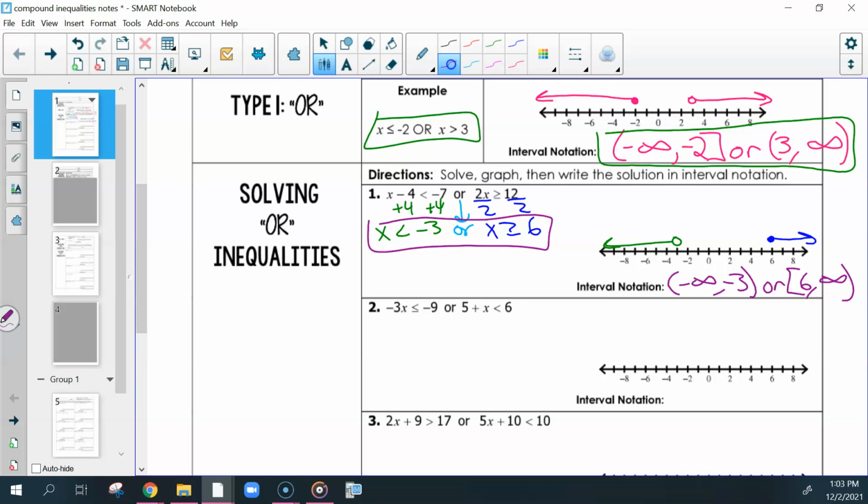Less than usually points to the left. So x is less than -3 would be everything below. X greater than usually points to the right. So x is greater than or equal to 6 would be everything above.